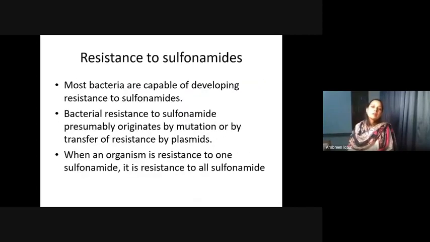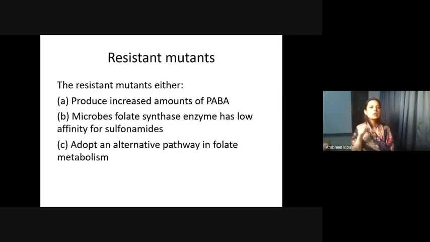But sulfonamide faces resistance from most bacteria, because most bacteria are capable of developing resistance, either by mutation or by transfer of resistance by plasmid. When an organism is resistant to one sulfonamide, it shows resistance to all sulfonamides. This is called cross resistance. The resistant mutants produce an increased amount of para-aminobenzoic acid that is not controlled by the sulfonamide. The folate synthetase enzyme has low affinity for sulfonamide, and they adopt an alternative pathway in folate metabolism.